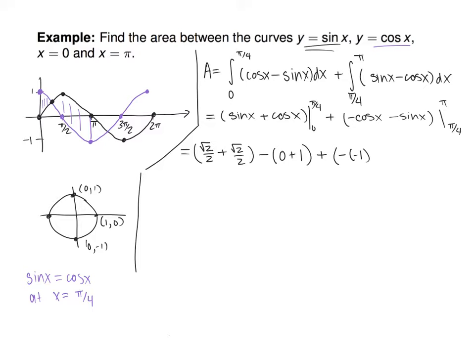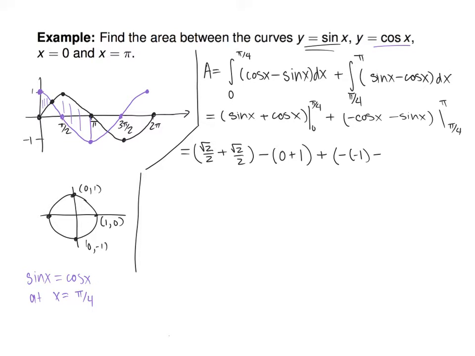Do you buy that? Why are we plugging in that first? Because pi is the upper bound. When you evaluate integrals, you plug in the upper bound minus the lower bound. That's how this works, right? Same thing, we plug in pi quarters first, yes? Oh yeah, that's right. Okay.